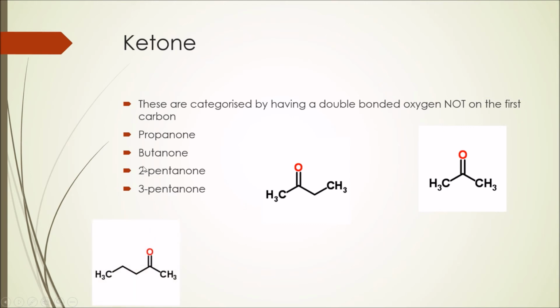When it gets along ones like this, so 2-pentanone, so it's on carbon number 2, and then we've got the ketone. And here we've got 3-pentanone. So we've got pent, which is the longest carbon chain. Then on the 3rd carbon, we've got the ketone.